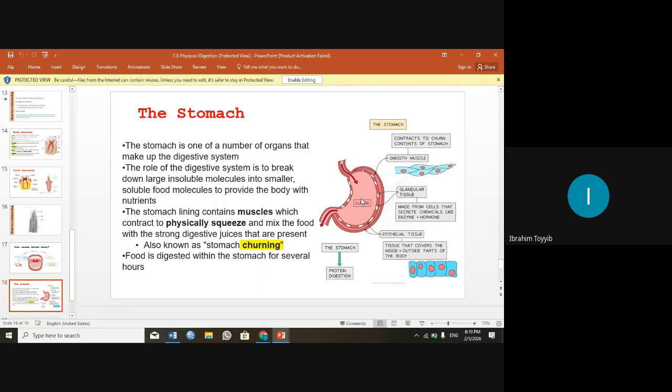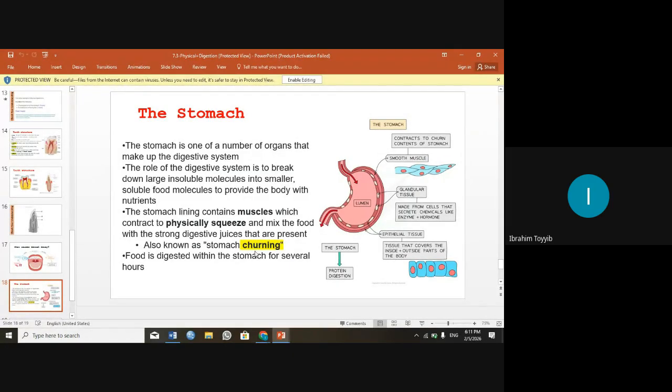So this is inside the stomach. The stomach lining contains muscles which contract physically. That's why when we are still small, they say that we have a machine in our stomach that used to grind food. No, the stomach has a lining. The stomach lining contains muscle that will contract. It will be contracting physically to squeeze and mix the food with the strong digestive juice that is present.